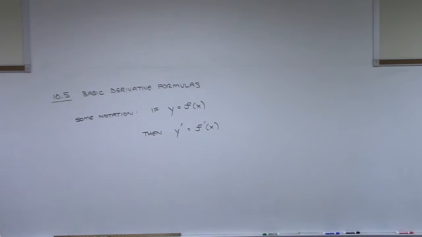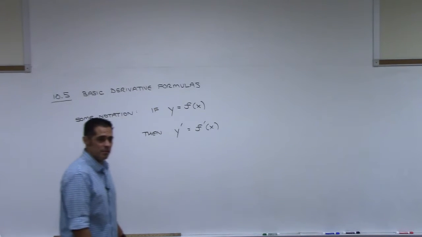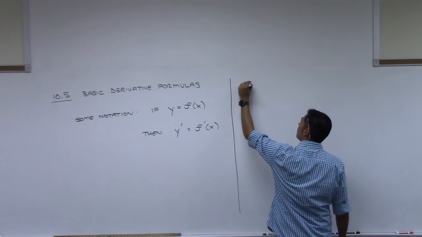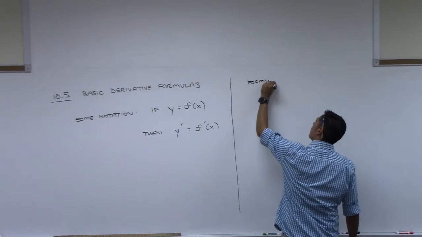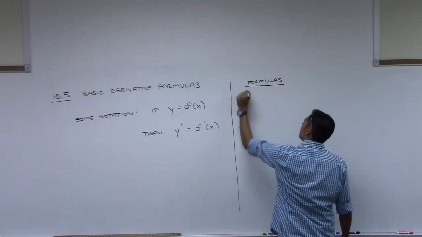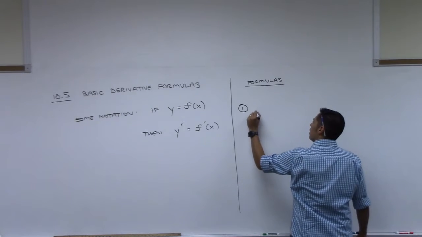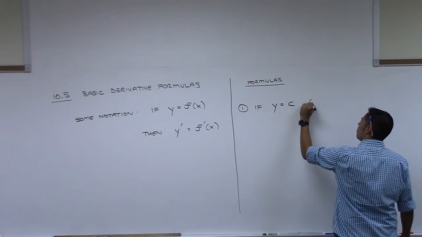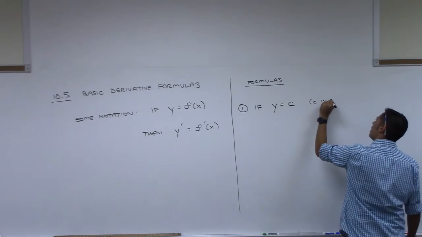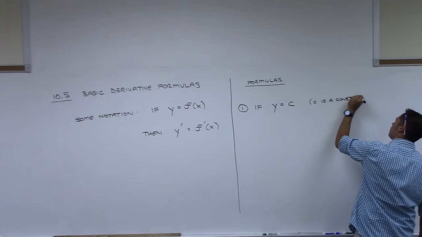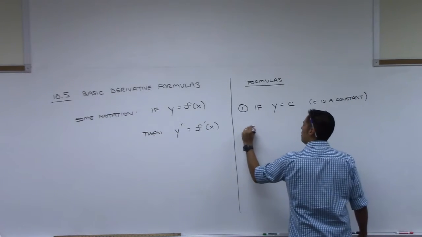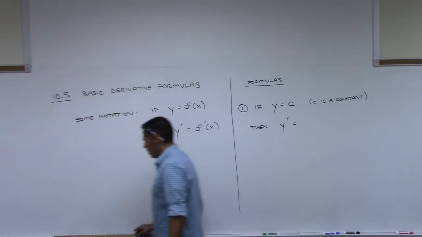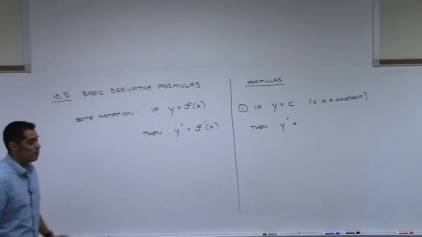All right, you ready for some formulas? I think you're going to like this. All right, so the formulas. And there's a few. I'm going to give you the first one. If y equals c, where c is a constant, then y prime equals something. I'm going to tell you what y prime is in a second.